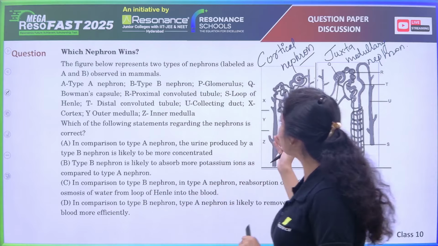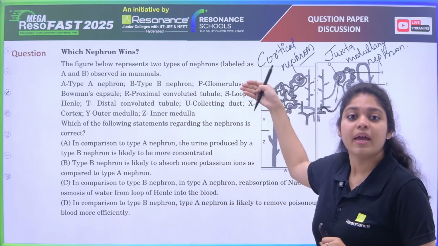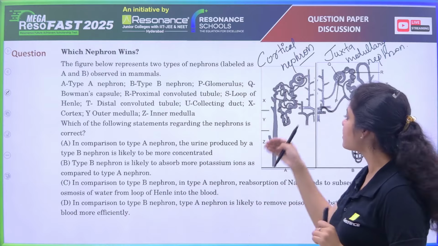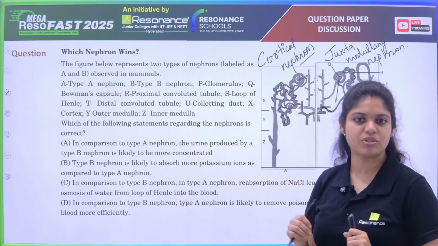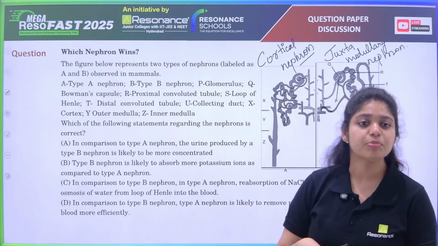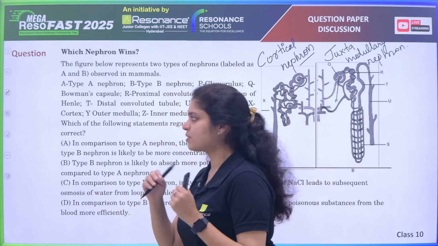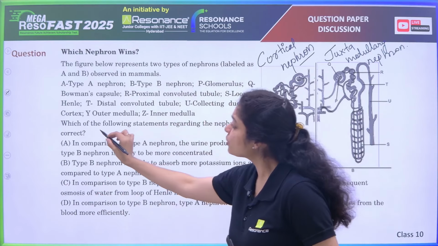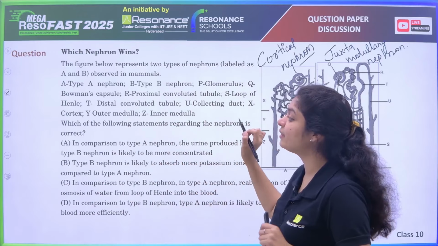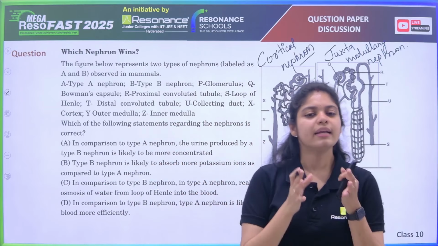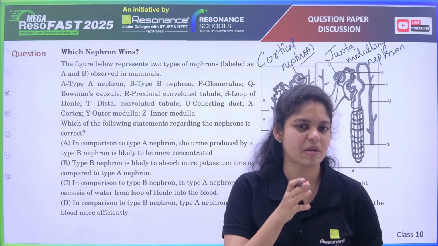Coming to this diagram, X, Y and Z. X is the outer cortex, Y is the outer medulla, and Z is the innermost medulla. In this question, they are asking which of the following statements regarding the nephron is correct. Let us analyze each statement step by step.